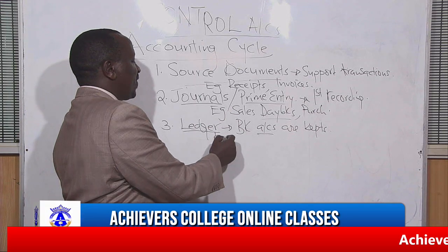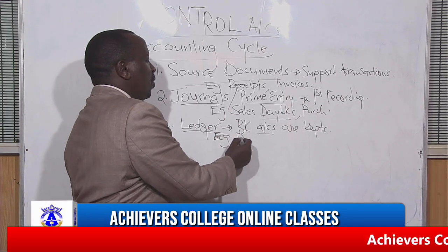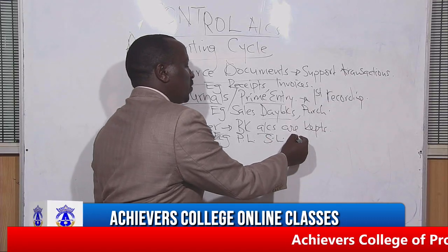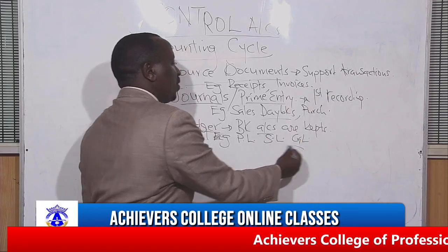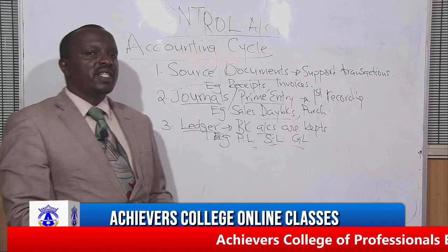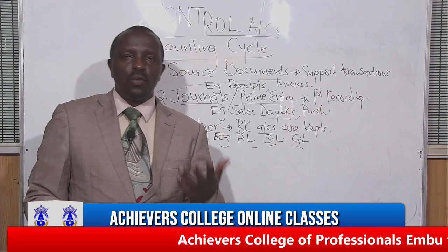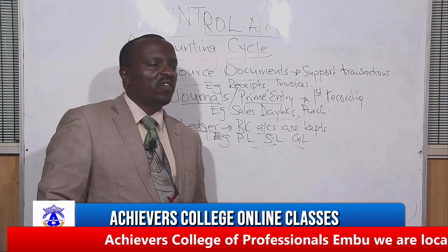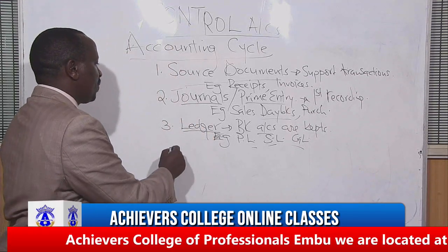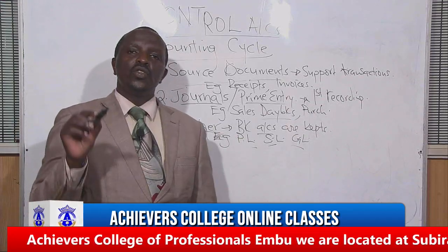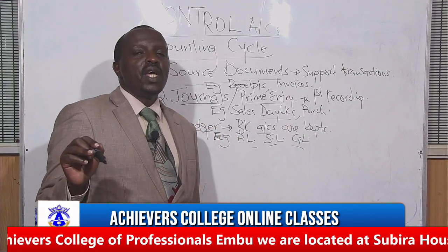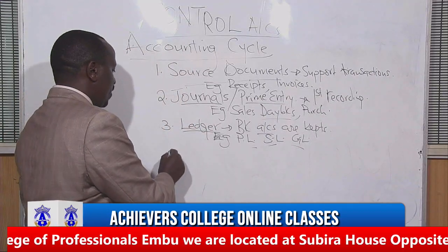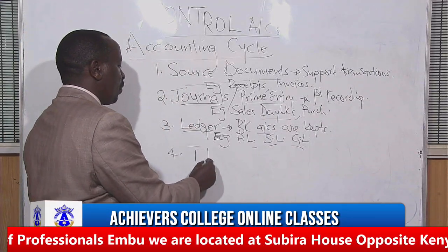We have three categories of ledger: the purchases ledger, the sales ledger, and the general ledger. We only have those three types of ledger in financial accounting, though we can have many other ledgers in other disciplines of accounting. These ledgers use the principles of double entry when it comes to recording. And then after we draw the ledger, we move to the trial balance.